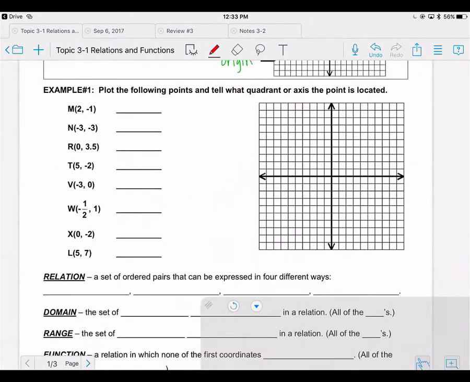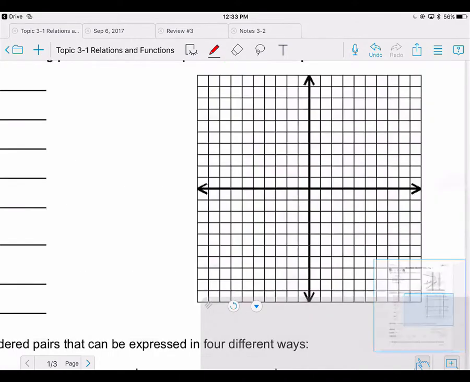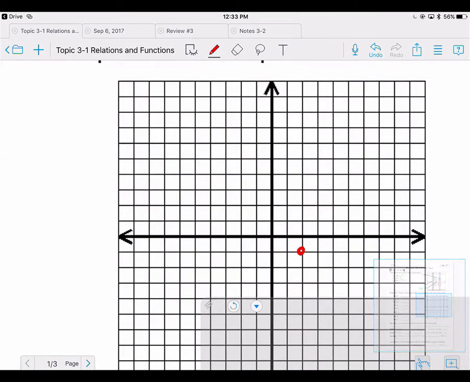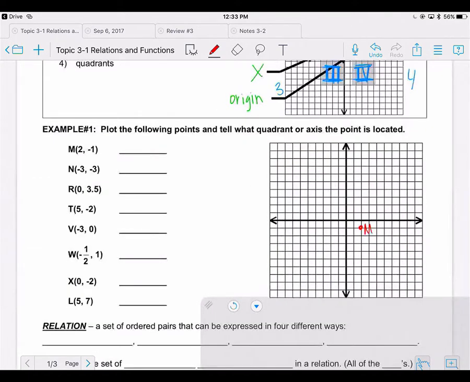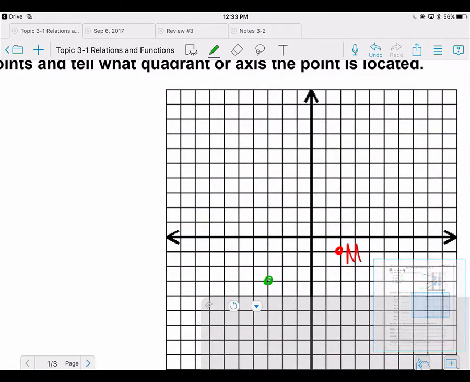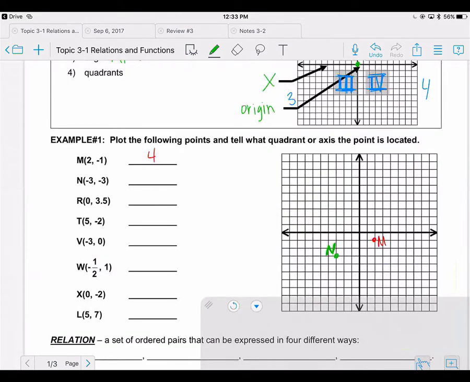For the examples, they ask us to plot the following points and tell what axis or quadrant the point is located at. So M is at 2, -1, so this would be M right here. That is going to be in the bottom right quadrant, which is quadrant 4. N is at -3, -3. So negative, negative means I go to the left and then down. N would be in quadrant 3.